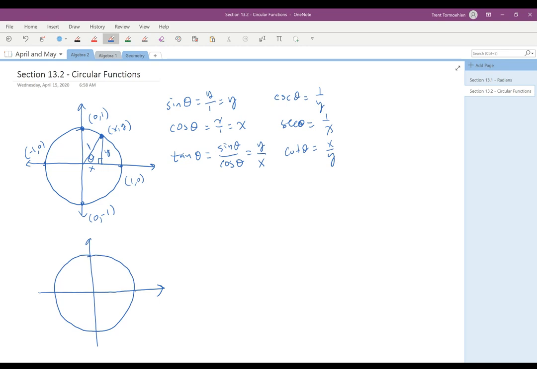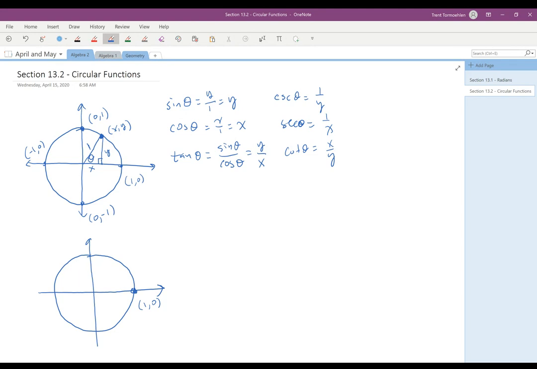The first one is going to be 0. Our coordinate was 1, 0, so that's going to be really easy. The sine of 0 is going to equal 0. The cosine of 0 is going to equal 1. The tangent of 0 is going to equal 0 over 1, or 0. And so you can go through and calculate all those.